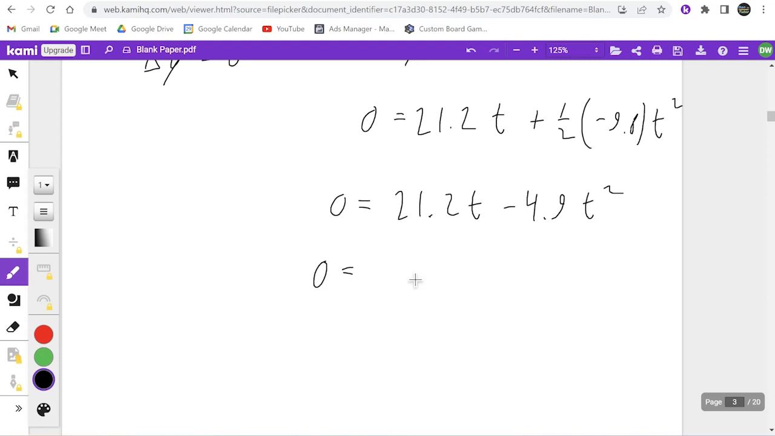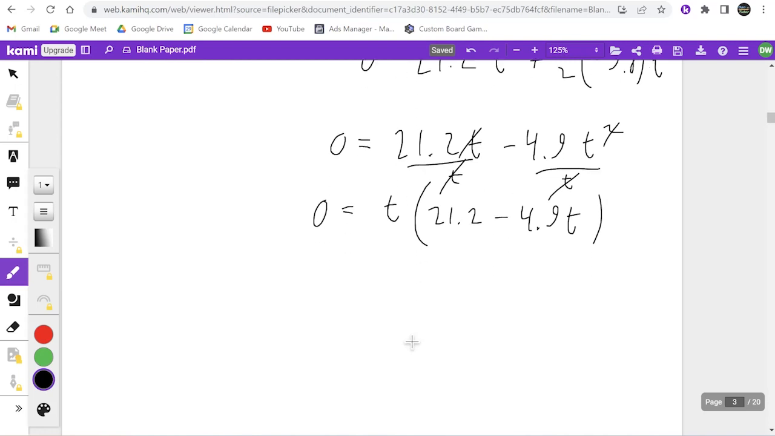Watch this. If you factor out a t, what's left in parentheses? You got 21.2 minus 4.9t. And how did I do that? Because whenever you factor out something, it's the same thing as dividing it like this. And 21.2t divided by t, the t's just cancel. And 4.9t squared over t, one of the t's cancel, leaving you with just 4.9t.